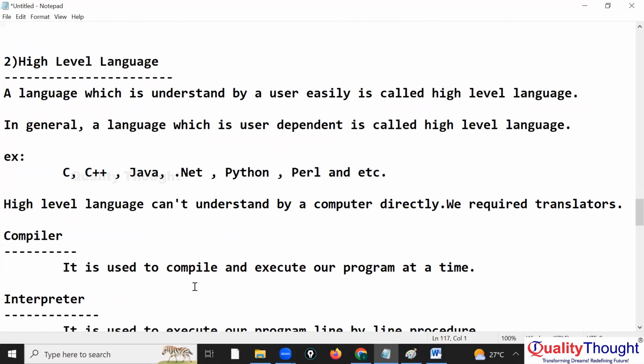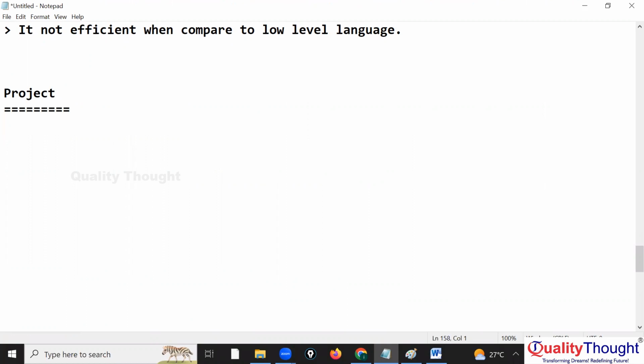So tell me, online people, now you got an idea of why in real time we are working with high level language. Okay, I told you that we will do one project. Assume that you are going for an interview. The interviewer is asking you one question: what is a project? You can tell, a project is a collection of modules.